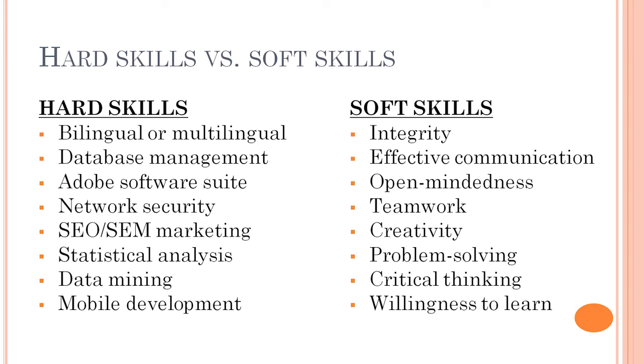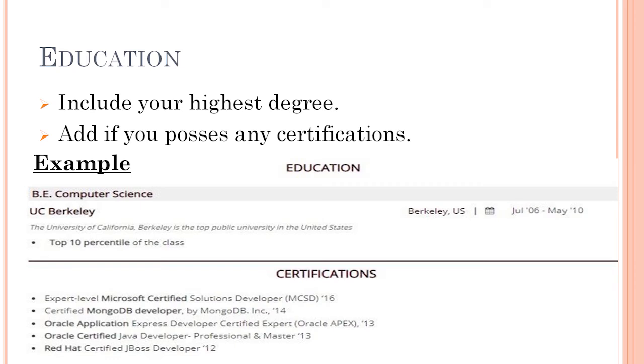Now, through this slide, let's see the differences between the hard skills and the soft skills. What are the elements that can be categorized under hard skills and soft skills? As you can see here, the hard skills include bilingual or multilingual, database management, Adobe software, and plenty more. Whereas the soft skills are primarily willingness to learn, your critical thinking, your problem solving techniques, and so on. So, when you come to the education sector, include your highest degree recently obtained and add if you possess any certifications. An example has been shown below.